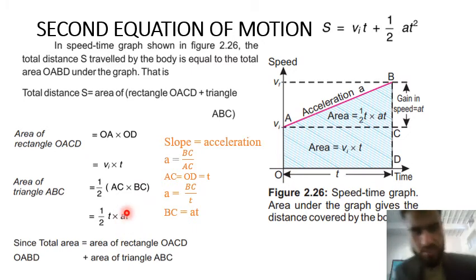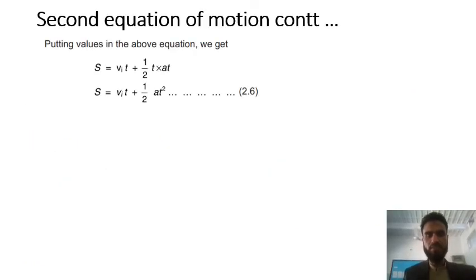Just putting this and this in this equation, area of rectangle plus area of triangle. So if we add this, it will give us Vi t plus half t multiplied by at. So t and t, whenever they are multiplied, bases are same, so power will be added. Whenever bases are same and they are multiplied, power will be added. So we will get s is equal to Vi t plus half a t square. This is the second equation of motion.